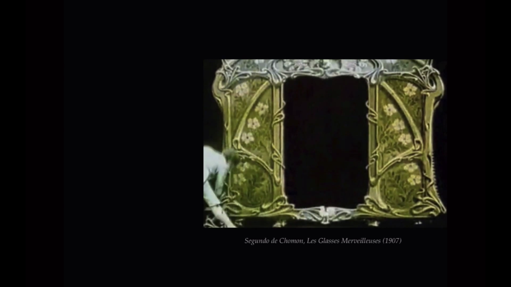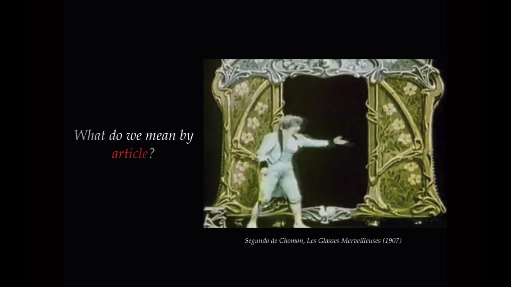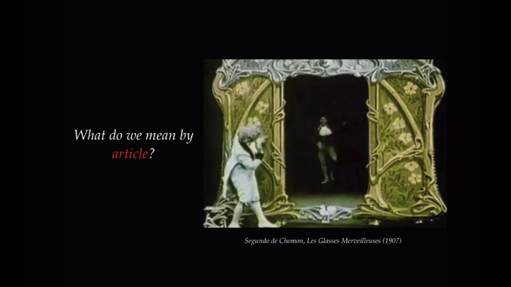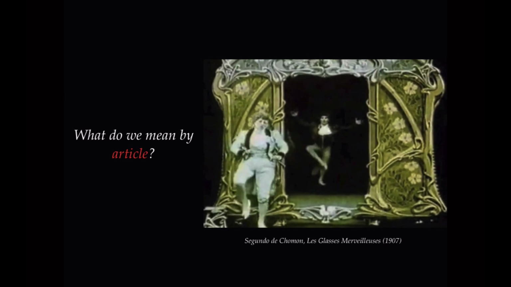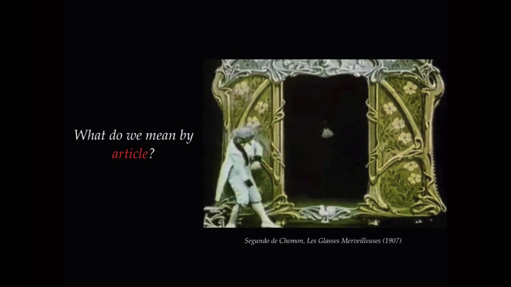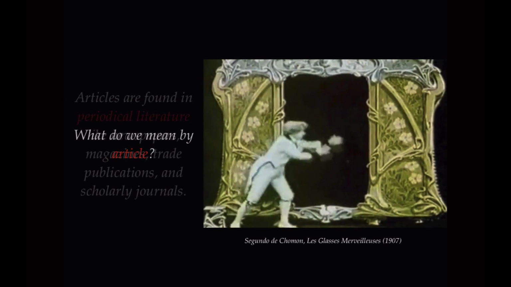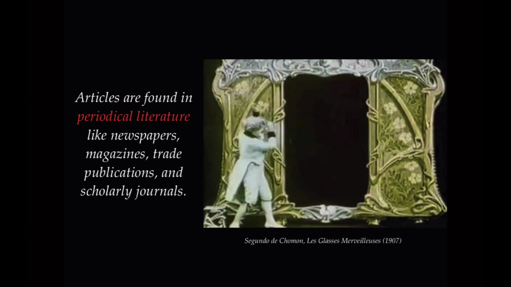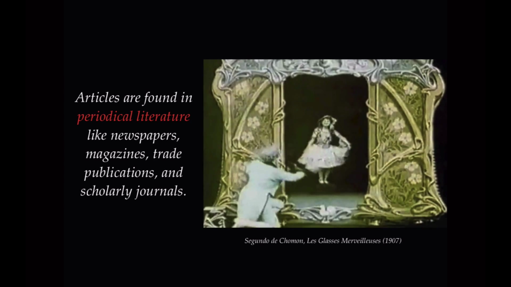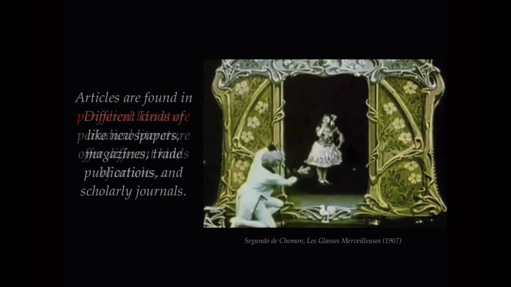First, it's important to understand what we mean by article. Articles are a kind of periodical literature, which simply means that articles are found in resources that are published daily, weekly, monthly, or at different times throughout the year. Periodical literature includes newspapers, magazines, trade publications, and journals. But the nature of the articles that different kinds of periodical literature offer can be very different.